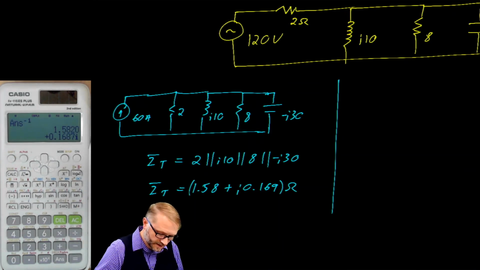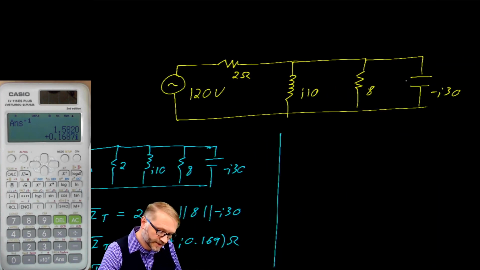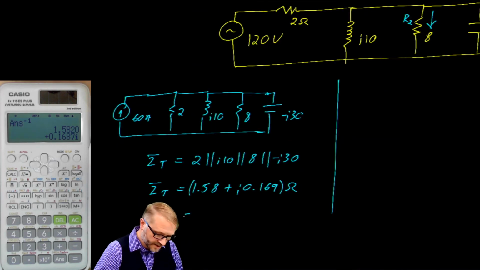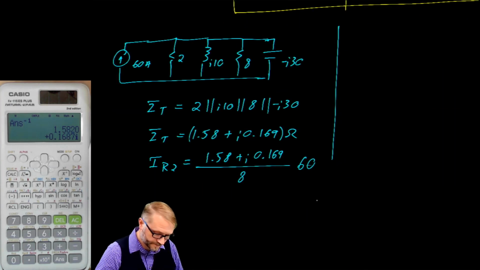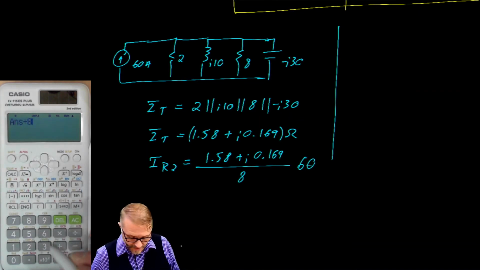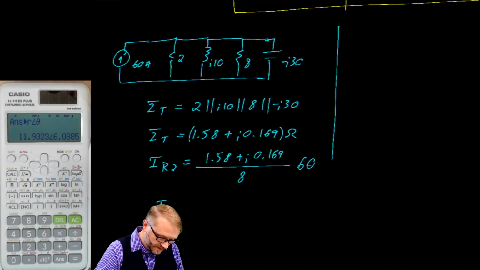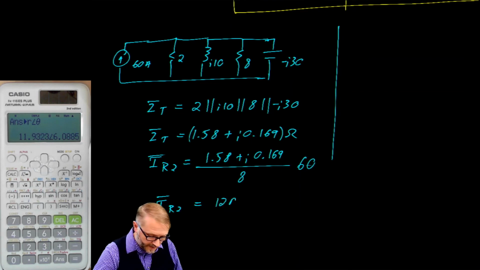Now the current on R2, I should have specified that. That's what we're curious about. We want to know the current through R2. The current through R2 is equal to 1.58 plus j0.169 over 8, all multiplied by 60. So divided by 8, multiply by 60. And the current through R2 is approximately 12 amps at a phase angle of 6.1 degrees.